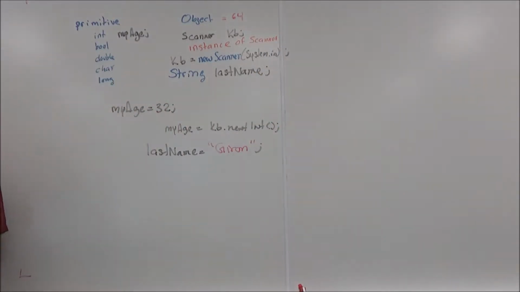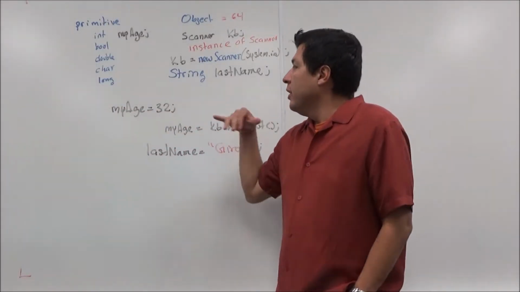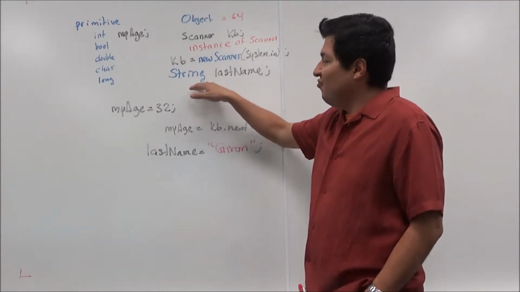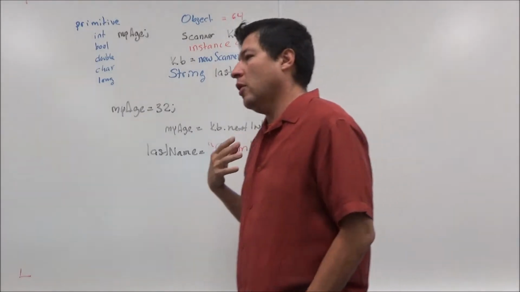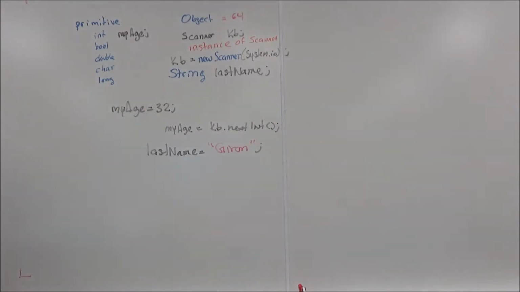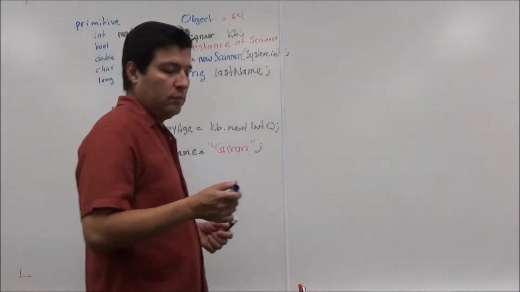Sorry, I'm coming out of a cold. However, string is still like an object. So although it behaves like a primitive type, it's still an object, right?